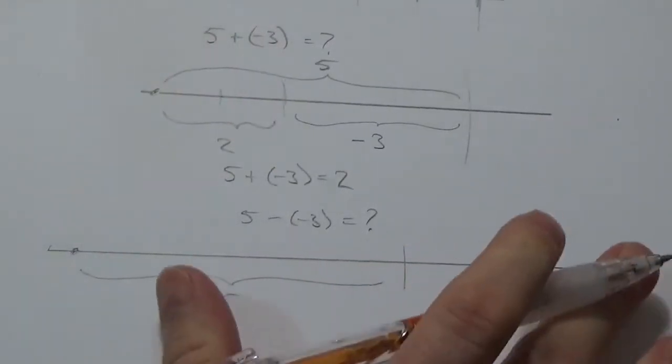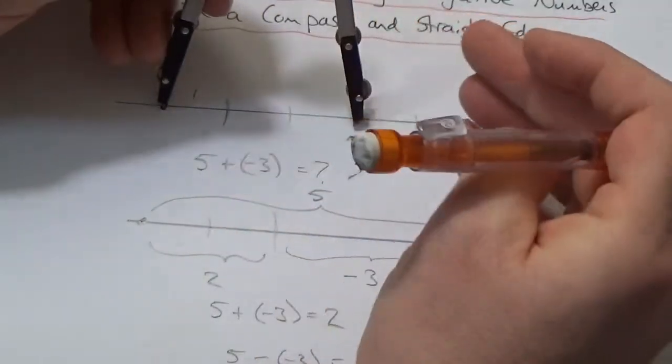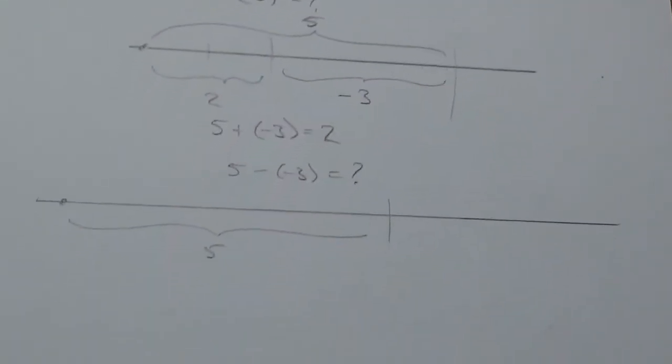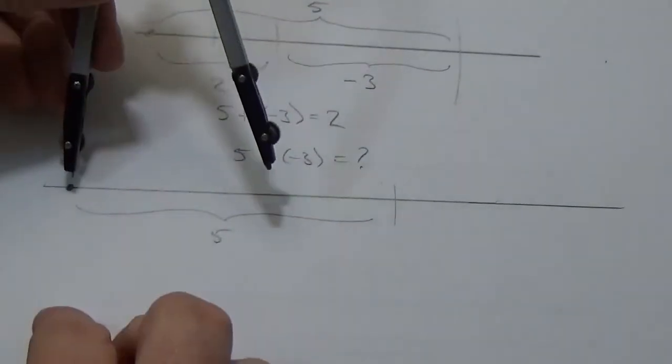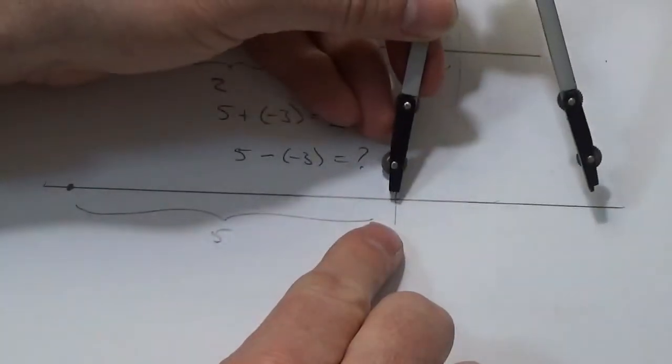Now I'm going to go up here and grab the 3. So I just want the compass to open up to a 3 right there. And so now here we go. I'm going to do 5 minus negative 3. So here's my 5. I move out to the end of 5, put my compass there.